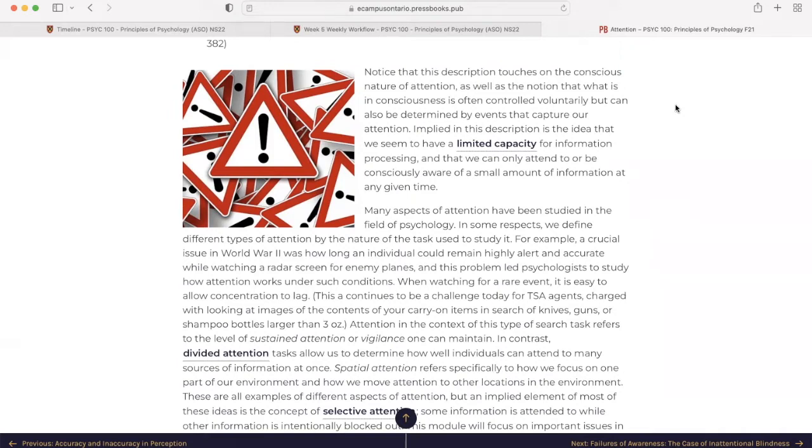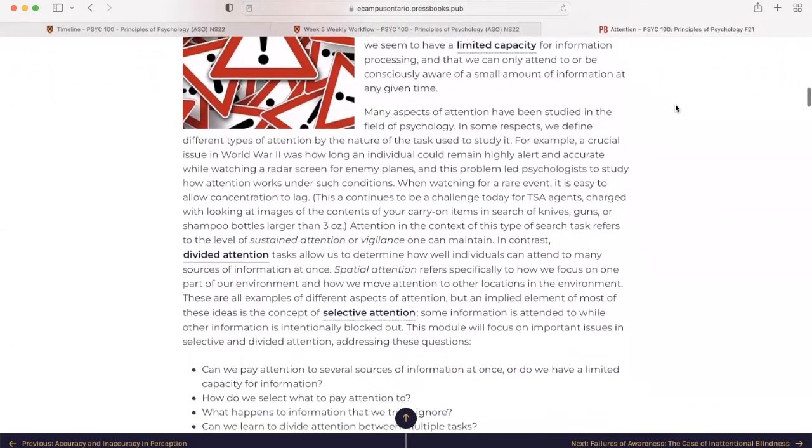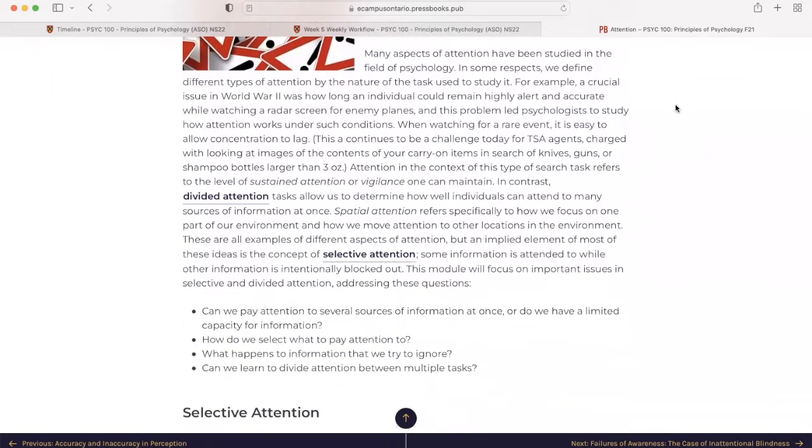Many aspects of attention have been studied in the field of psychology. In some respects, we define different types of attention by the nature of the task used to study it. For example, a crucial issue in World War II was how long an individual could remain highly alert and accurate while watching a radar screen for enemy planes. And this problem led psychologists to study how attention works under such conditions.